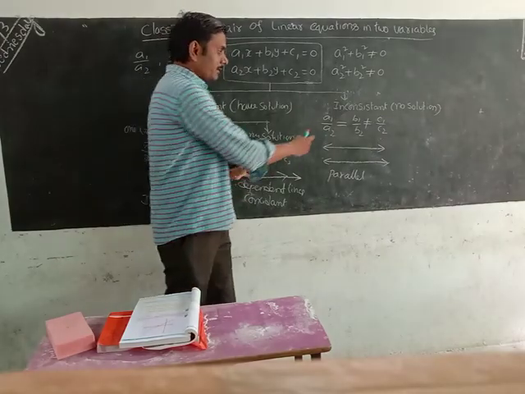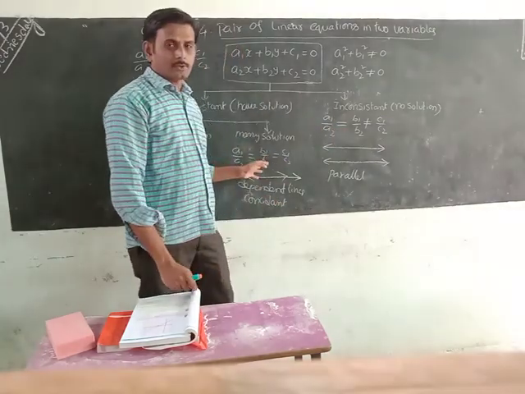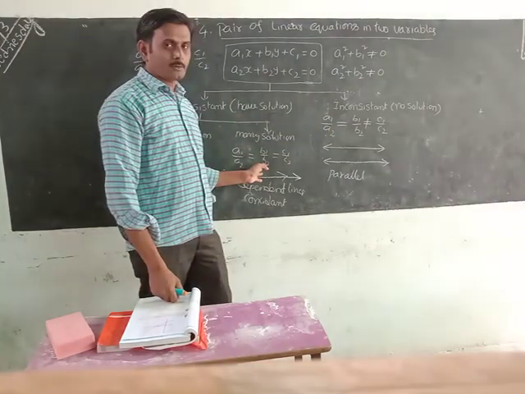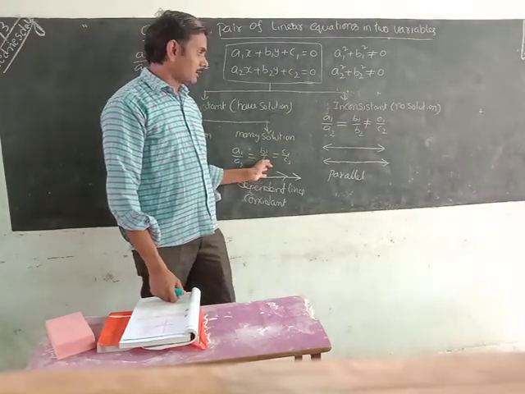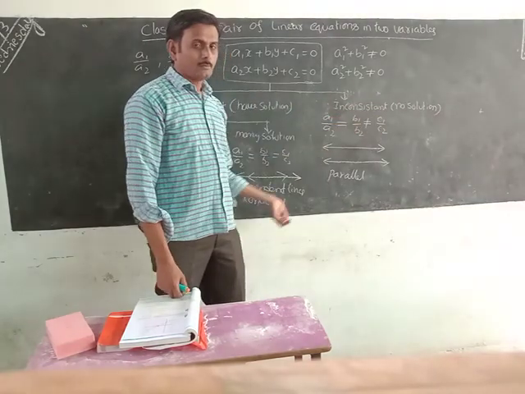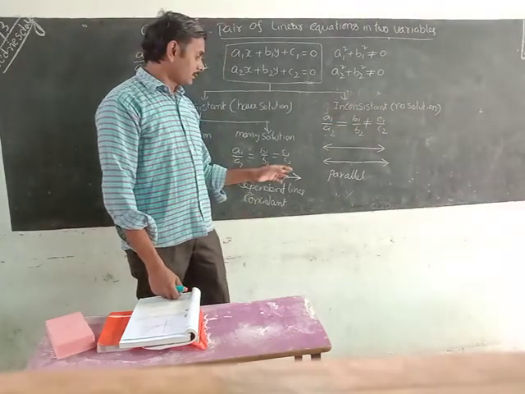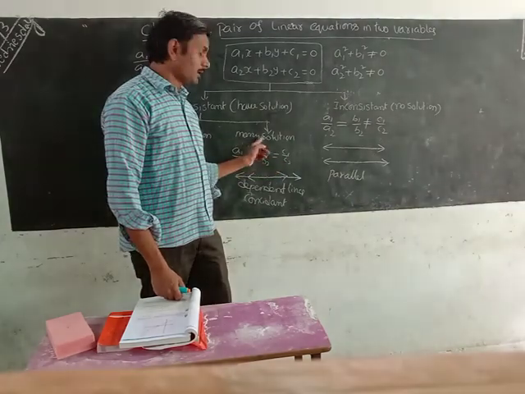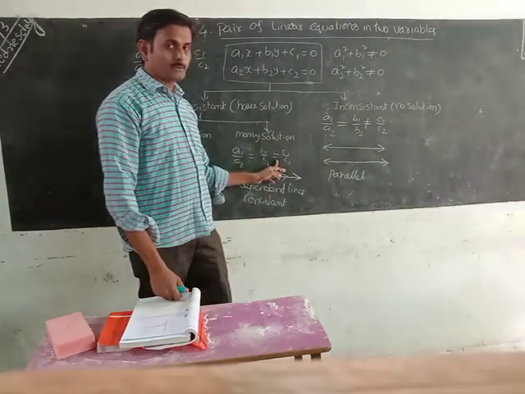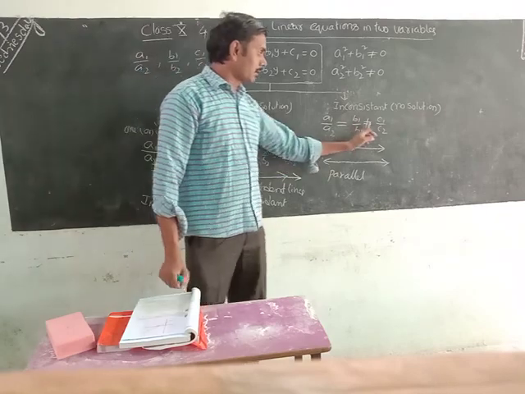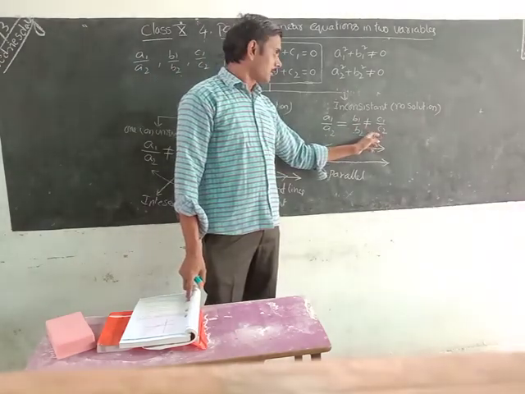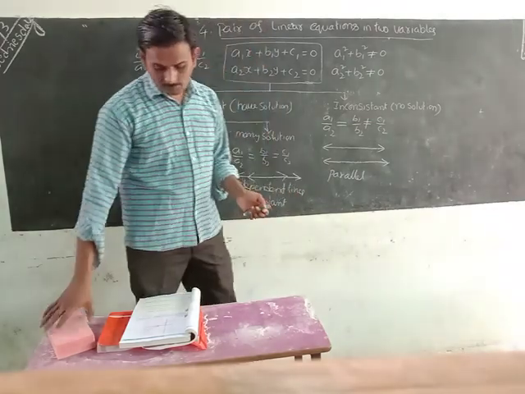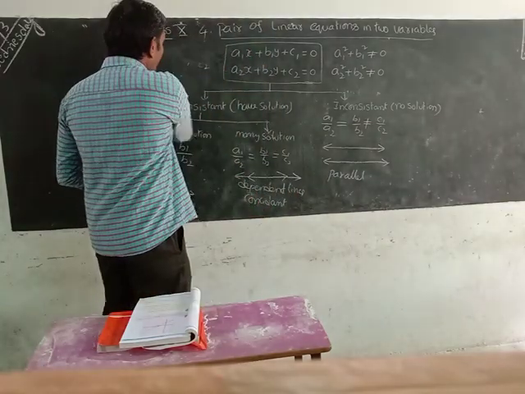Okay, if the first comparison of the two ratios is equal, then we go for the second comparison, c1 by c2. If the second comparison is equal, it means many solutions. If the second comparison is not equal, it means no solution. Okay, we will do the sums related to this one.